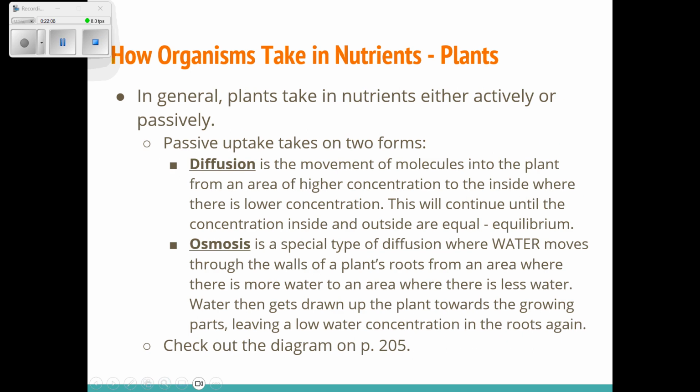Now we're going to talk about the passive ones. These ones do not require energy. The first one is diffusion, which is the movement of molecules into the plant from an area of high to low concentration. This will continue until an equilibrium has been made, which is when inside and outside concentrations are equal.